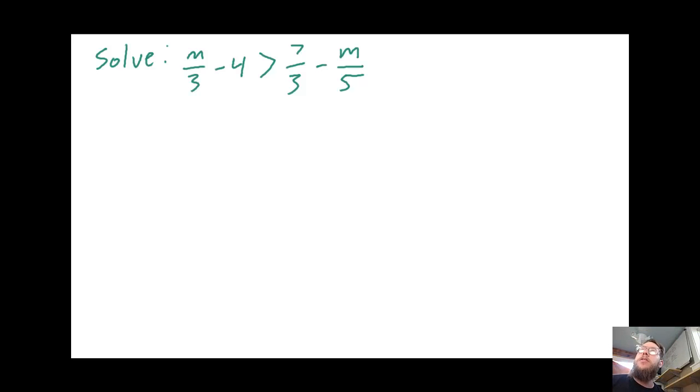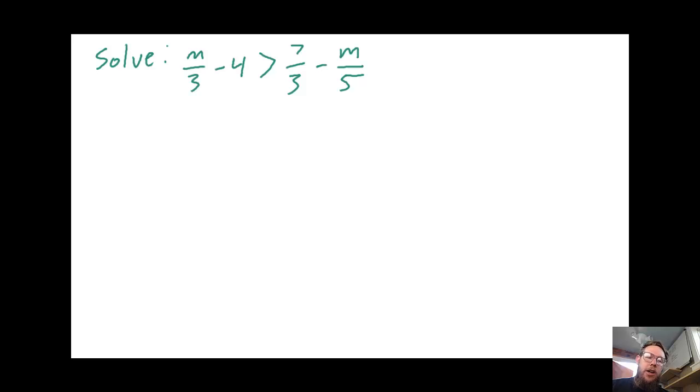Hi, in this one we're going to continue with our algebra review, and this is an inequality, and we're going to solve for m here, right? So we've got some fractions. We have to remember some things about when to switch the inequality sign. So the first thing to think about here is what's the first step to make this simpler?